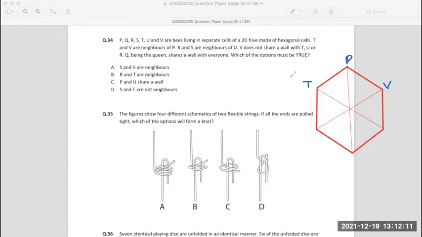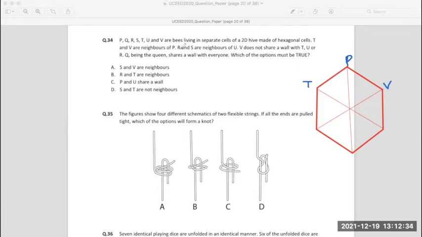So let's see. T and V can be here, or V can also be placed here, or T can also come in the center. In that way, T and V both have the neighbors. But right now, just for the heck of it, I'm placing it like this. We can erase it later on. So P, T and V are neighbors. Okay, this is given. First condition.